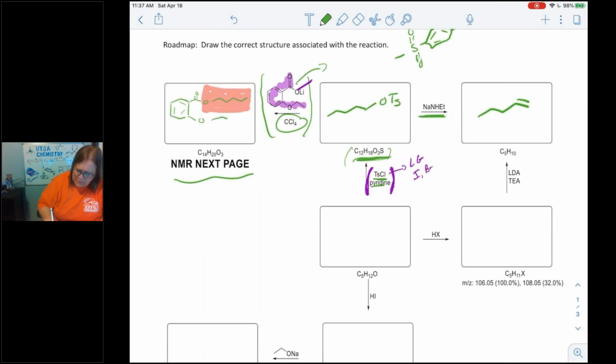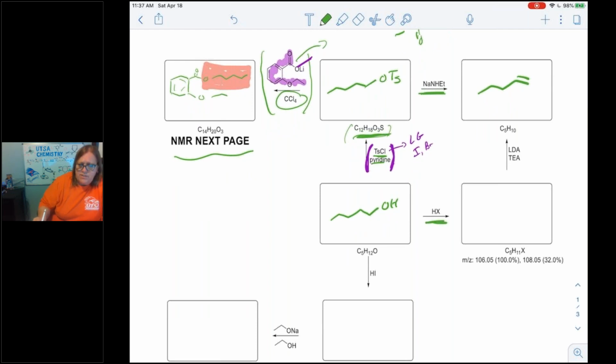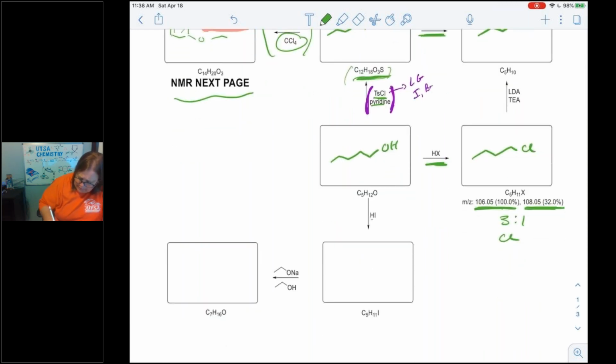Okay, what did I react with this tosyl chloride to get this tosylated species? Well, the only thing we know to react it with is alcohols. Okay, then I reacted this alcohol in the presence of some HX. Most of you knew that you were supposed to tell me what the atom was, but a lot of you didn't, so you need to make sure. I have a 3-to-1 ratio, which means it's chlorine. Okay, HI, we don't have any really interesting isotopic distribution for that. And then this over here, I probably shouldn't have used this here, so switch this over to THF.